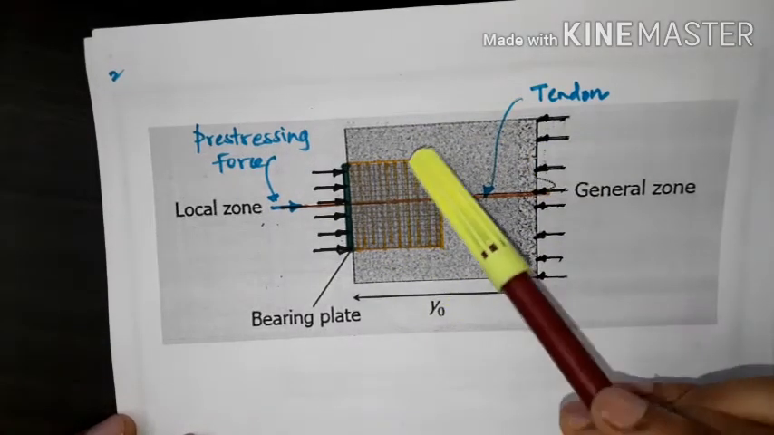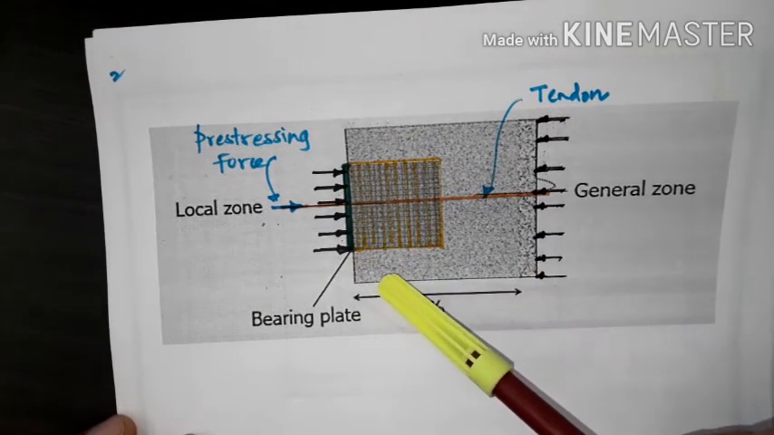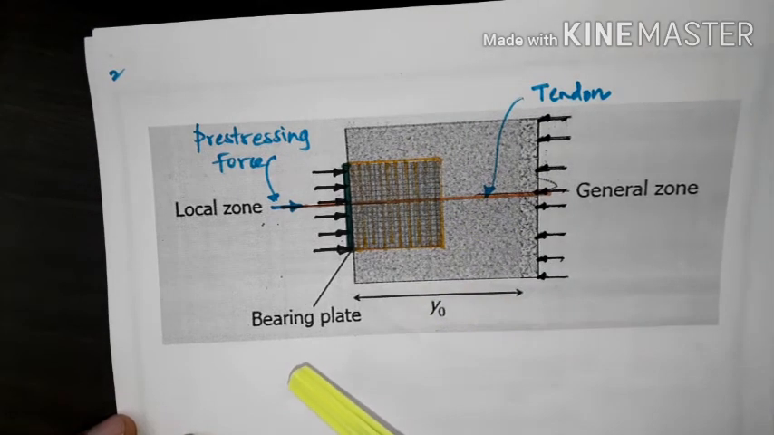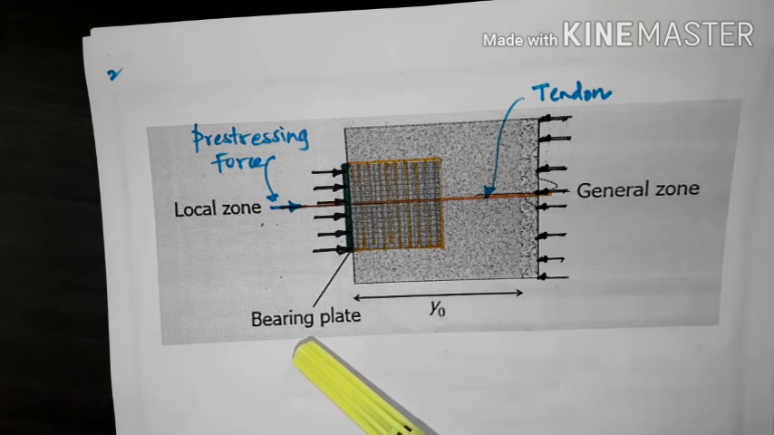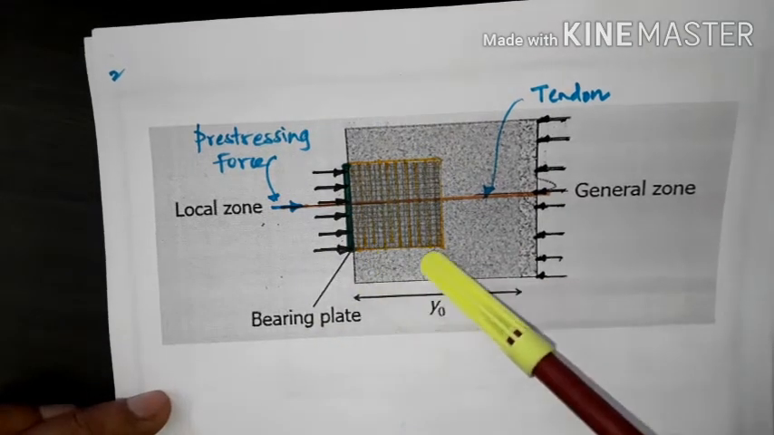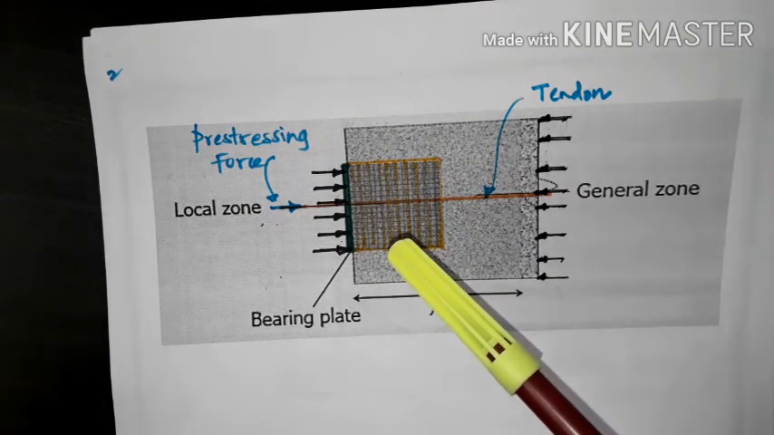So what will happen here? In this portion the large stresses are developed, and we have to treat those stresses. We have to give special treatment, or design additional reinforcement at this zone, which is called the anchorage zone or end block.